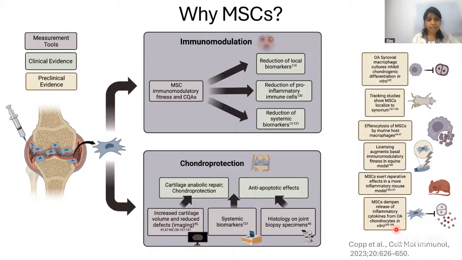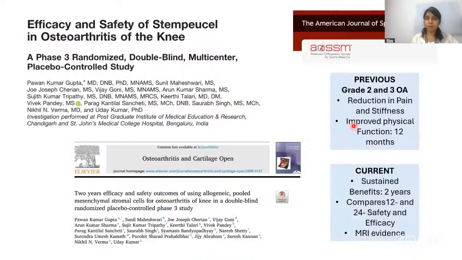So why MSCs? Because MSCs per se are known to be immunomodulatory, and considering OA to be a disease that is in a pro-inflammatory as well as degenerative environment, the MSCs stand superior to that. And also they are known to be chondroprotective, being cartilage anabolic, as well as having anti-apoptotic effects, lowering their effects in a pro-inflammatory environment.